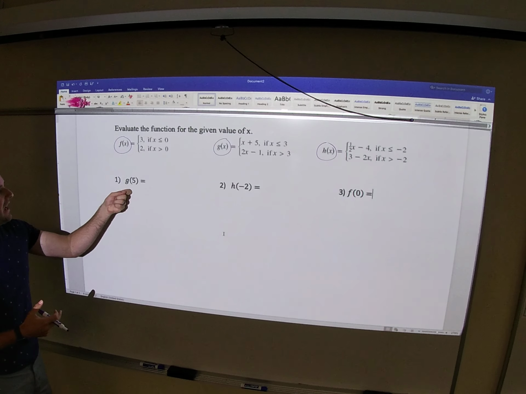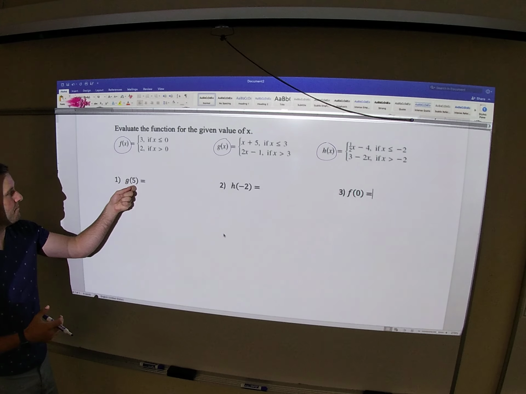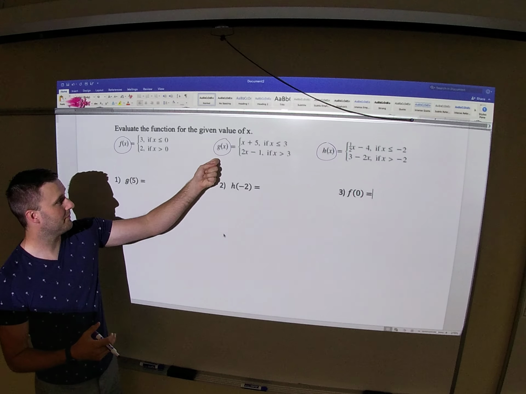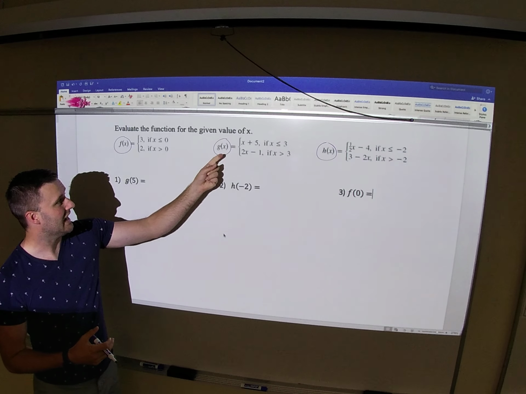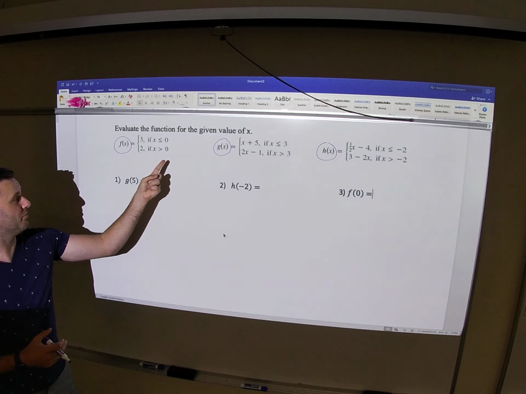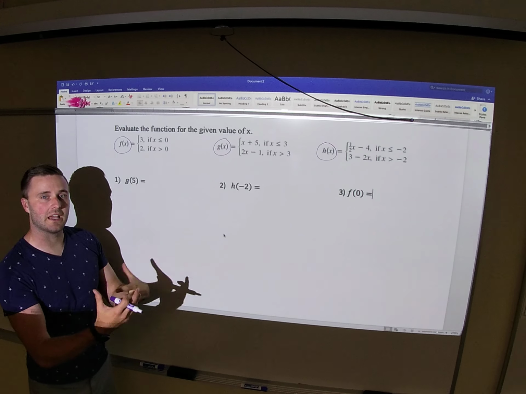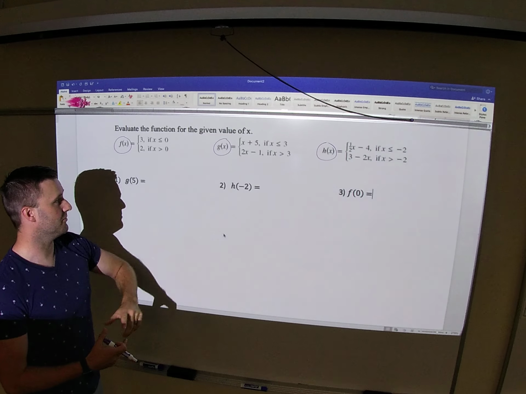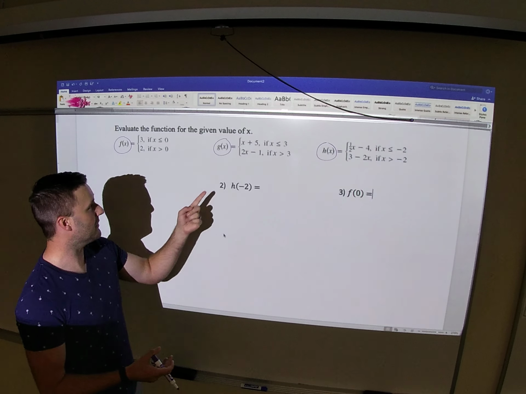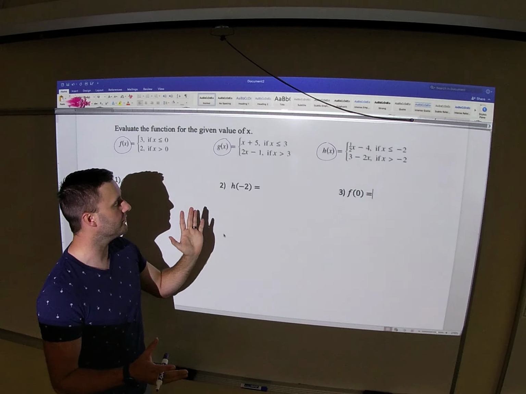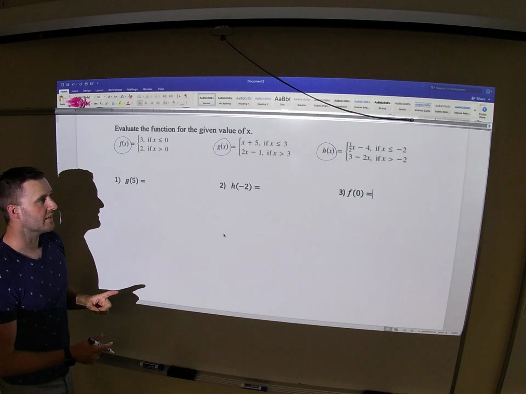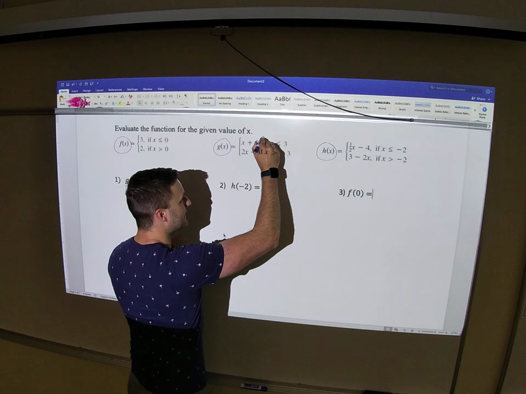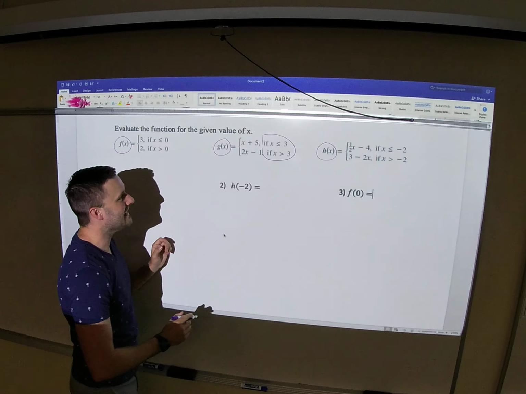But when I want to evaluate g of 5, what I'm saying is that when I go to my piecewise function g of x, everywhere I have an x, I want to replace that with 5 and see what I get out as an answer. So my input is going to be 5, my output is going to be whatever that value is. Now you may say, well, I have two things. Do I plug them into both? No, you only use one. And how you decide which one you use is where you see it says if.